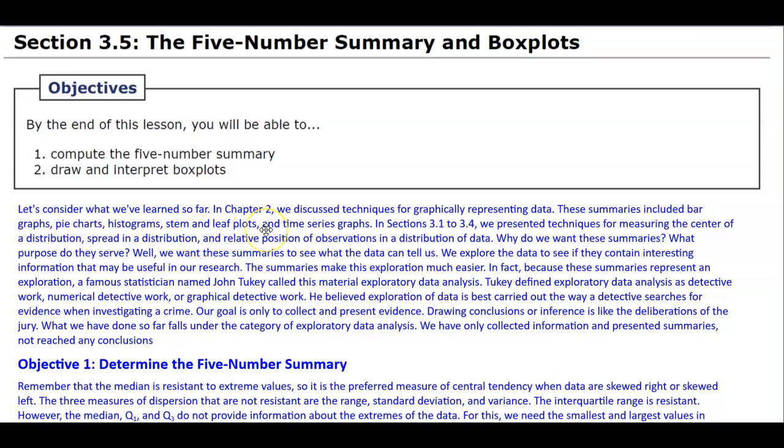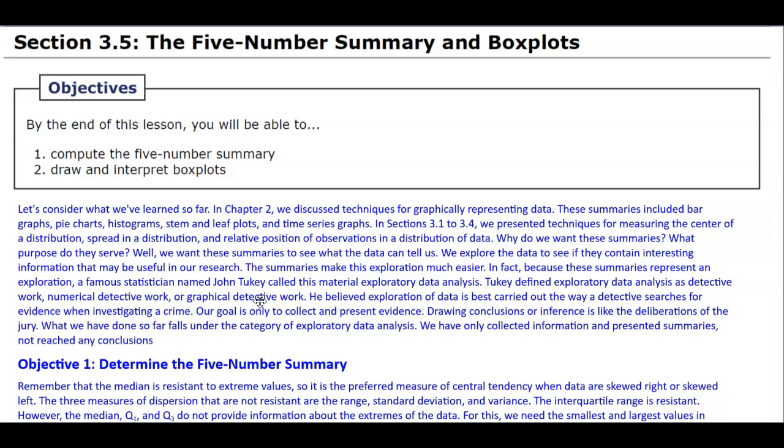In Chapter 2, we discussed the techniques for graphing and representing data. These summaries included bar graphs, pie charts, histograms, stem and leaf plots, and time series graphs. In sections 3.1 to 3.4, we presented techniques for measuring the center of a distribution, spread in a distribution, and relative position of observations in a distribution of data.